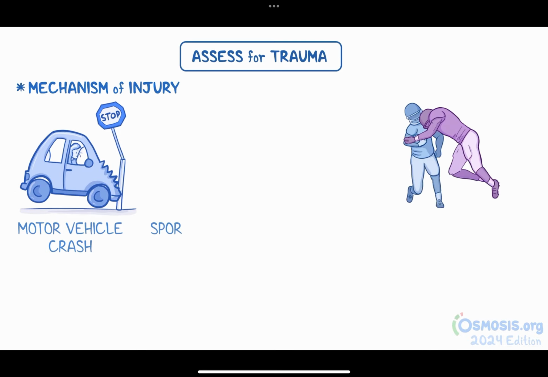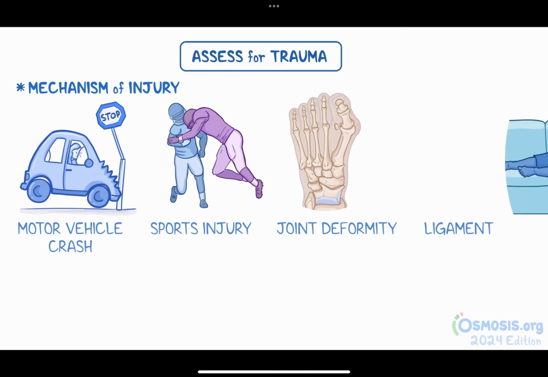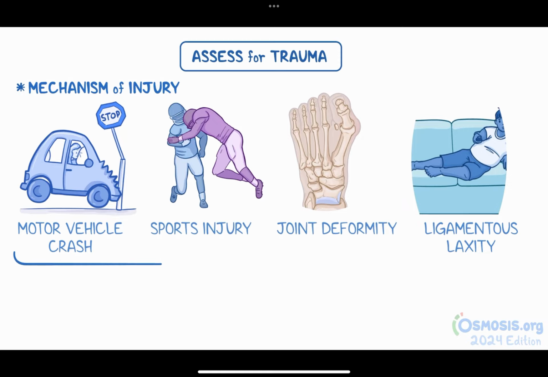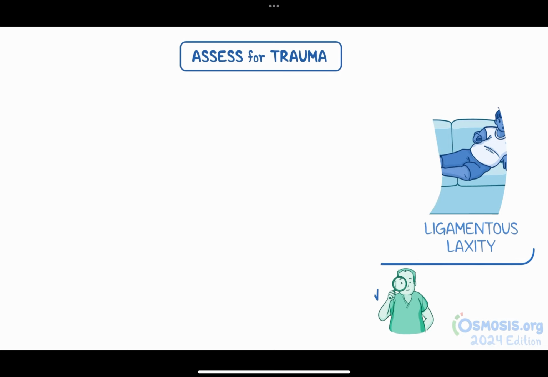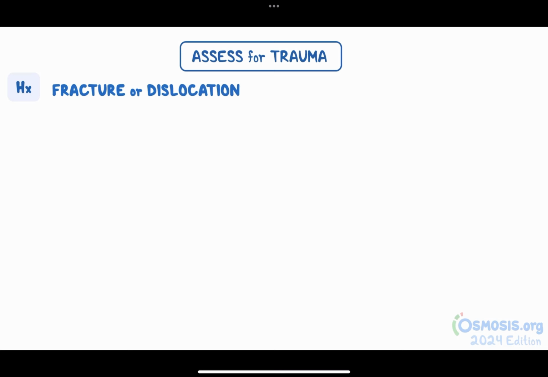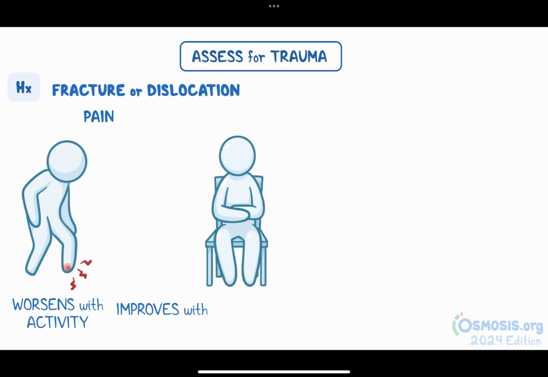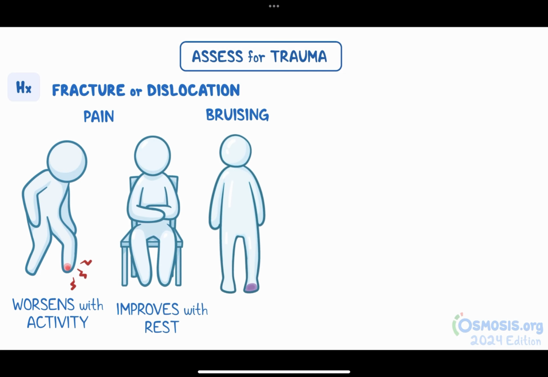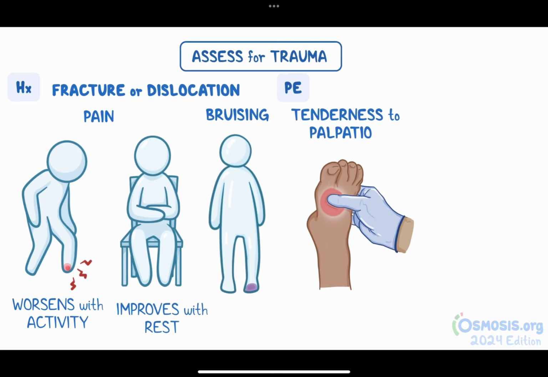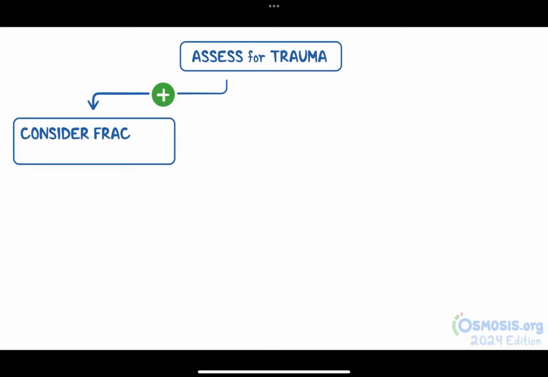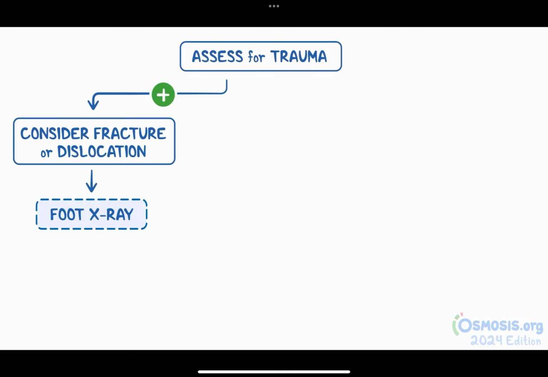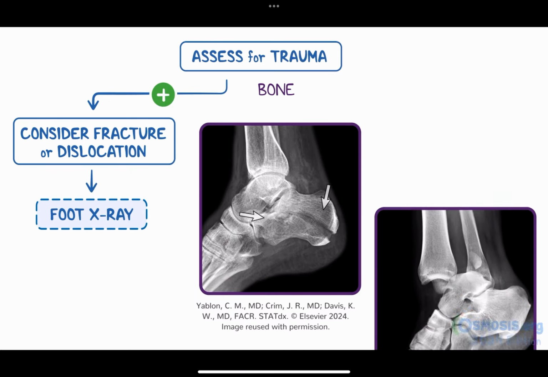This includes an obvious mechanism of injury, such as a motor vehicle crash or sports injury, joint deformity, or ligamentous laxity. If trauma is present, think fracture or dislocation and investigate further. Patients with a fracture or dislocation will report pain that may worsen with activity and improve with rest. They might also report bruising. Physical exam will reveal tenderness to palpation and difficulty bearing weight. With these findings, consider a traumatic injury, such as a fracture or dislocation, and order a foot X-ray. If the X-ray results confirm a bone fracture or joint dislocation, diagnose a foot fracture or dislocation.